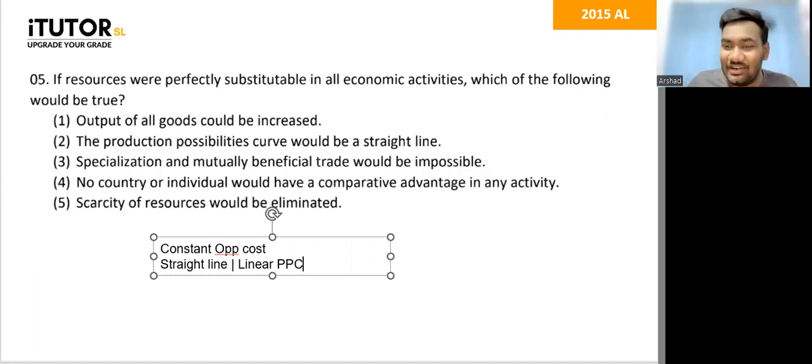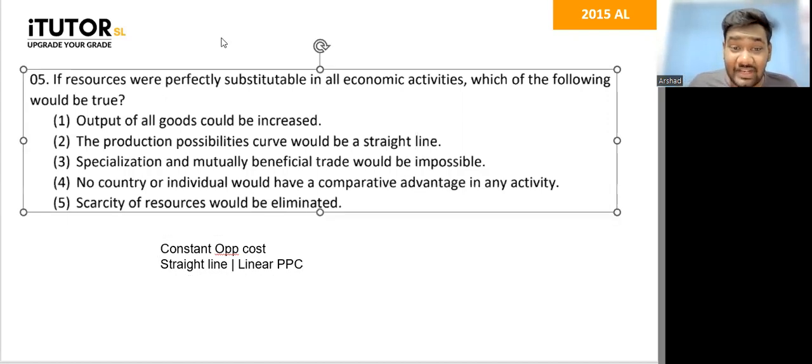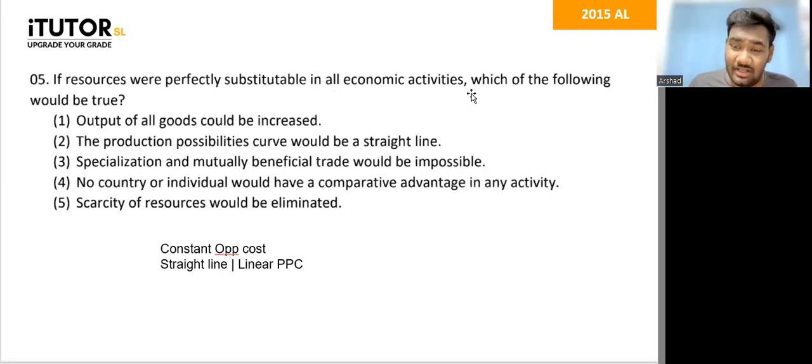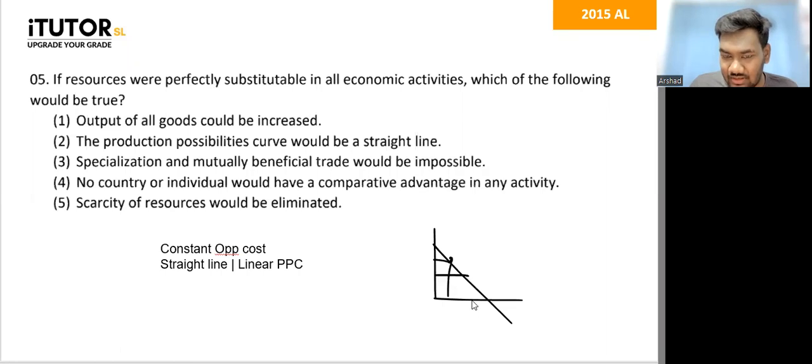Now look at the answers. If resources were perfectly substitutable, output of all goods can be increased. No, guys. Even if you have constant opportunity cost, if you want to increase the output of this good, you have to give up this. You can't increase the output of all the goods. To increase one, you have to give up the other one. So that is anyway no. PPC would be a straight line. Yes, that could be your answer.